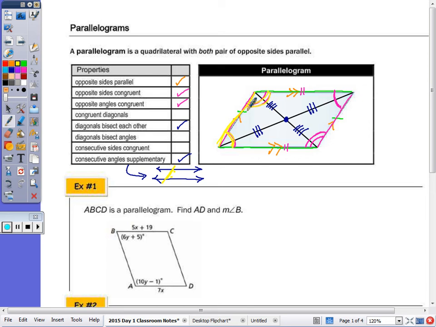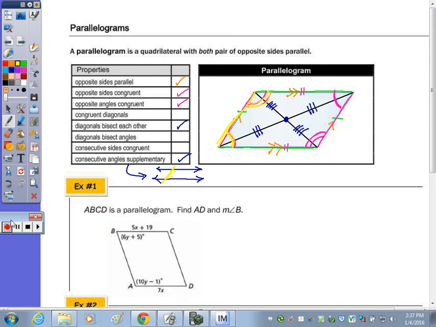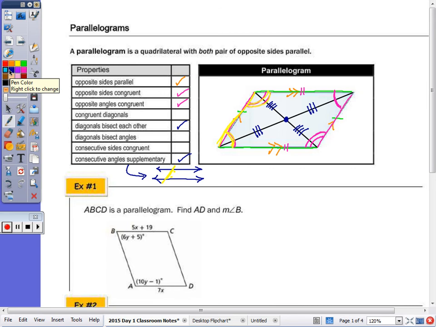So now we're going to take all those properties and apply them to problems involving algebra, but also using those properties to prove a quadrilateral is a parallelogram. So go ahead and read number one. But before we actually go over number one, I forgot. When you draw the diagonals in any quadrilateral, you end up with some triangles. So within the parallelogram, you draw both diagonals, you have four triangles. There are some relationships that exist between all four or just a pair.